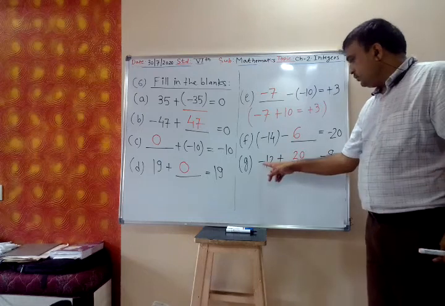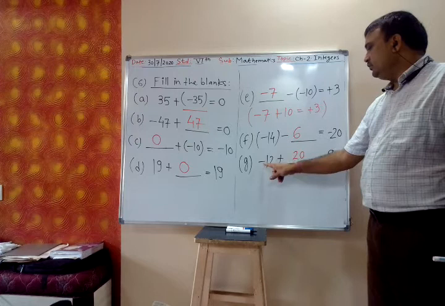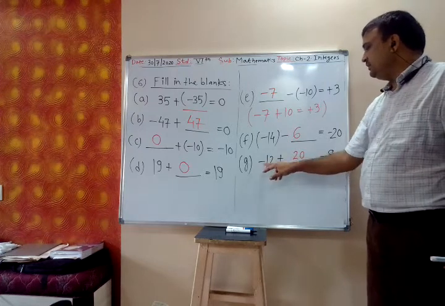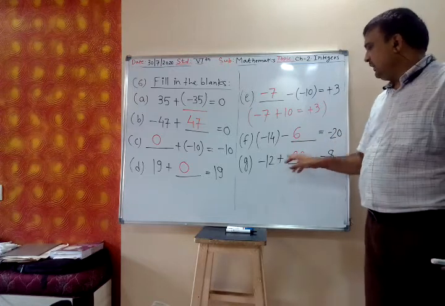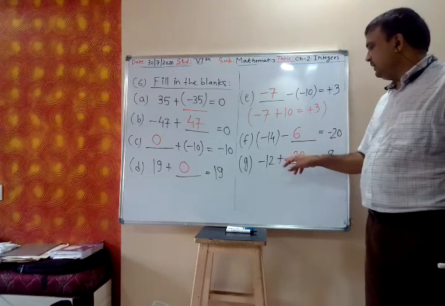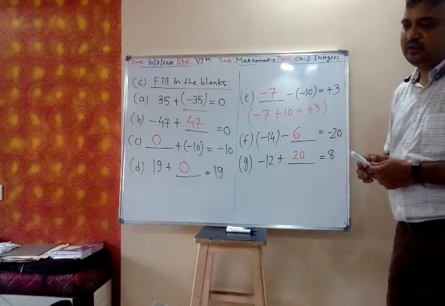To repeat: minus 12, you will add which number to get plus 8? Minus 12 and plus 20 have opposite signs, so we subtract. 20 minus 12 is 8. Which number is bigger? 20. Its sign is plus. So it is plus 8. So the answer is plus 20.